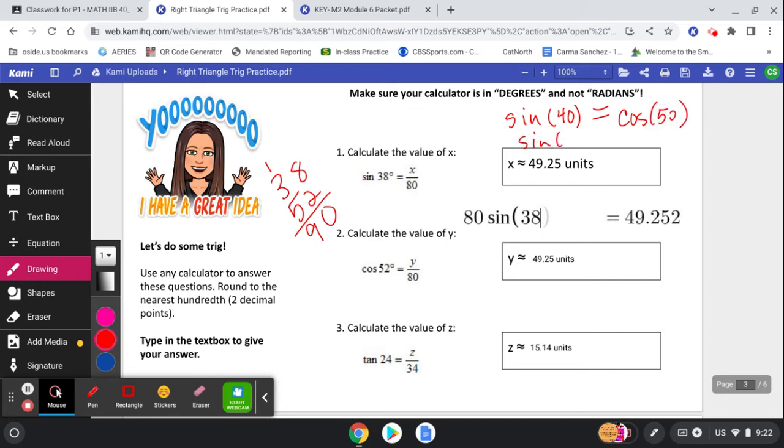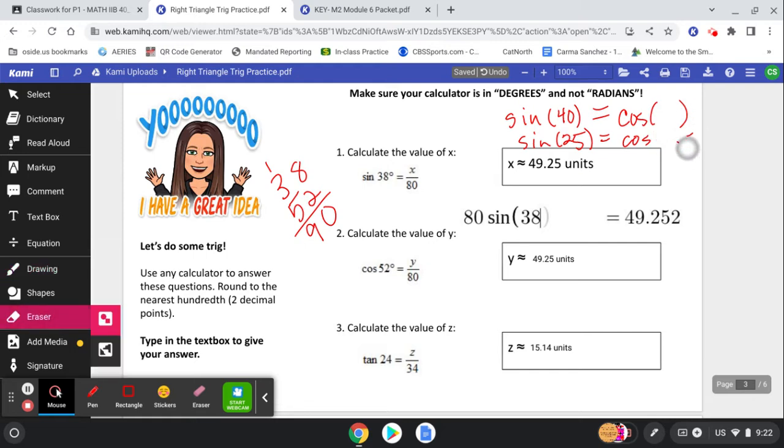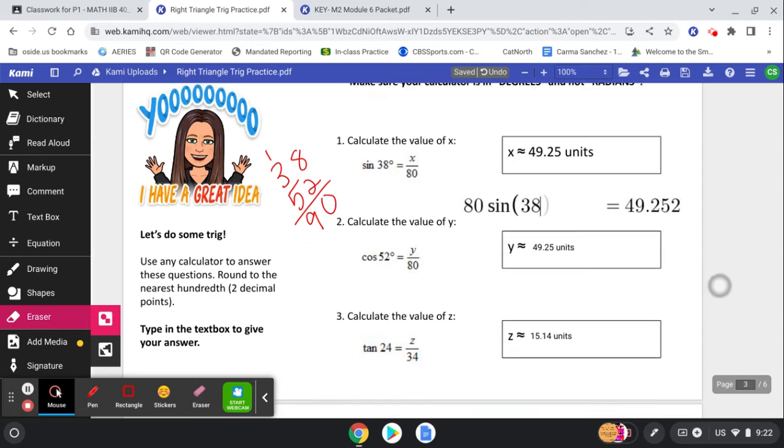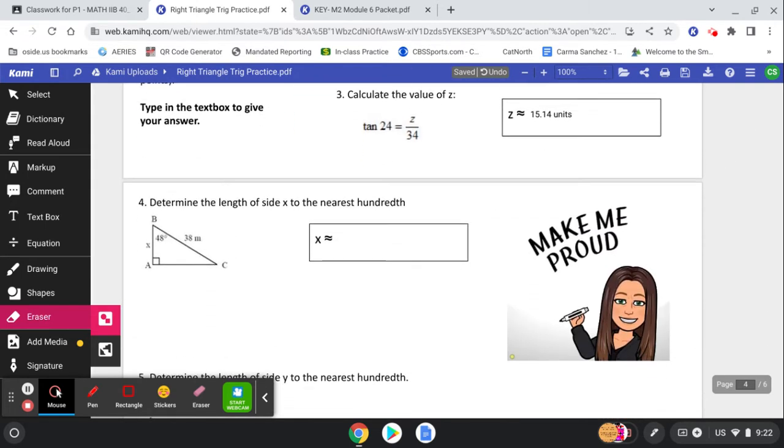The sine of 25 degrees would be equal to the cosine of 90 minus 25. The complement, the difference of what makes it go up to 90. Do you see what I'm saying? Anyways, that's a property that we will talk about again in the future, but that's why these two answers came out the same. They are a complement. 38 plus 52 equals 90. Okay, slide 3 is done.